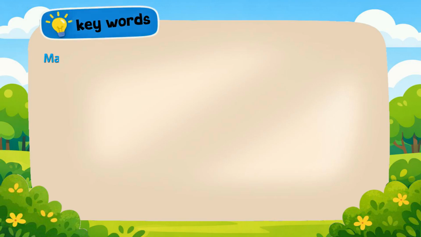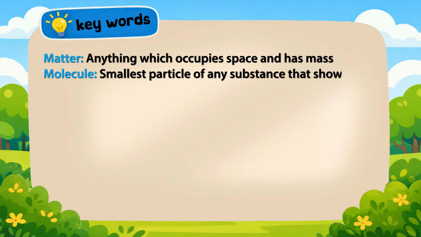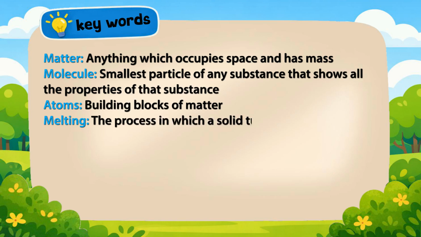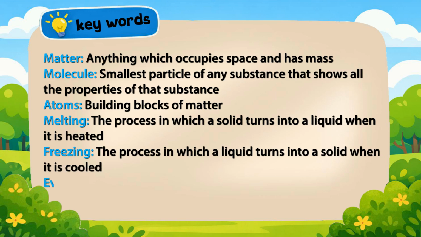Key words: matter, anything which occupies space and has mass. Molecule, smallest particle of any substance that shows all the properties of that substance. Atoms, building blocks of matter. Melting, the process in which a solid turns into a liquid when it is heated. Freezing, the process in which a liquid turns into a solid when it is cooled.